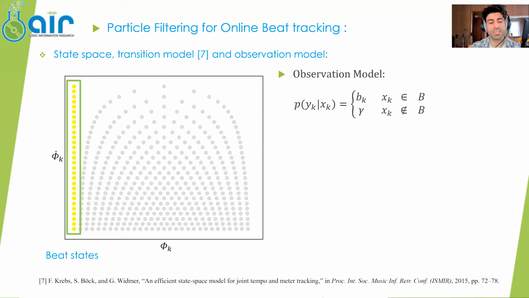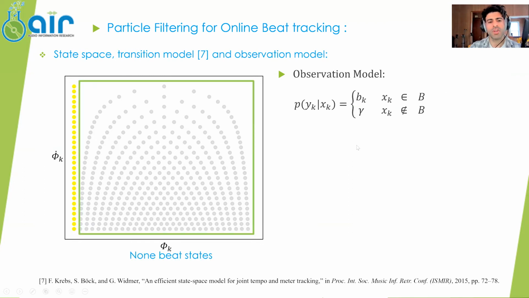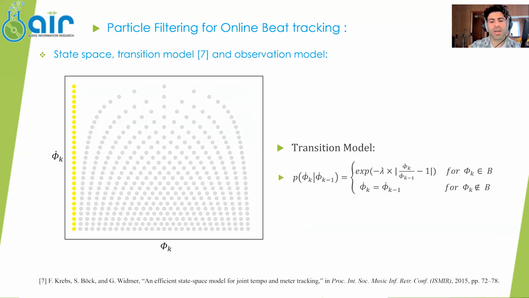So the yellow dots are beat states, and we give them the weight that is coming from the neural net. This is actually the activation of the current frame K. And we also have non-beat states, and we give them a very small probability, a constant number, like 0.03. So we also have a transition model. For non-beats, we just don't let the particles jump up and down. In other words, we don't let them change their tempo state. In each frame, they can only jump to the adjacent frame.